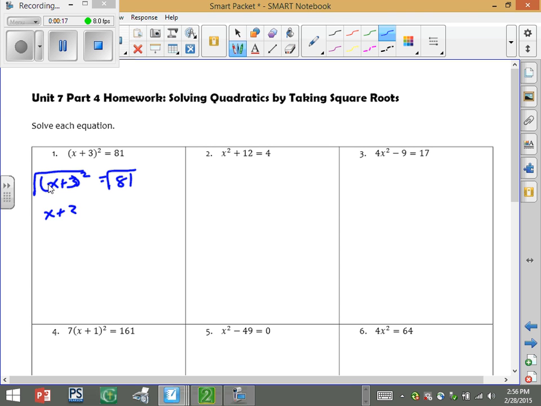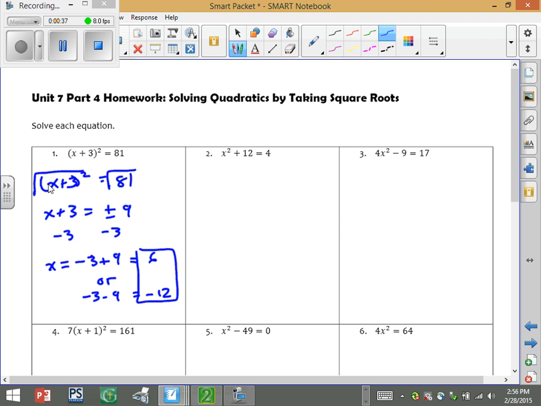So we have x plus 3 on the left side. And then remember, we've got plus or minus 9. And then you're going to subtract 3 from both sides. So here we have x equals negative 3 plus 9, or negative 3 minus 9. That puts us at 6 or negative 12. So those are the two solutions.